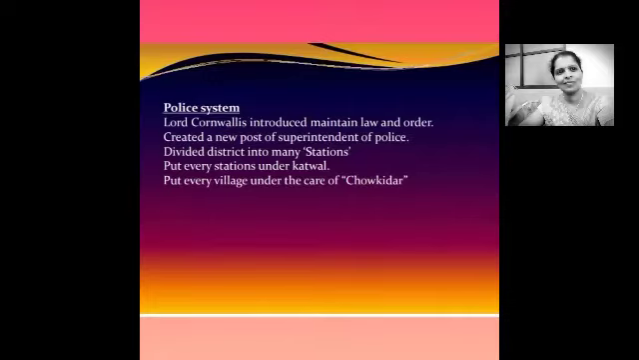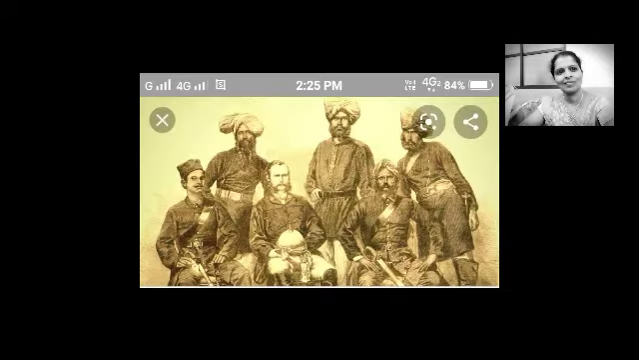Police system introduced by Lord Cornwallis. It was the first time an efficient police system came into existence in India. He created the new post of superintendent of police. He divided a district into many stations in 1793 and put every station under a kotwal. Similarly, he put every village under the care of a chowkidar. Kotwal was made accountable for thefts, crime, and other law violations at village level.